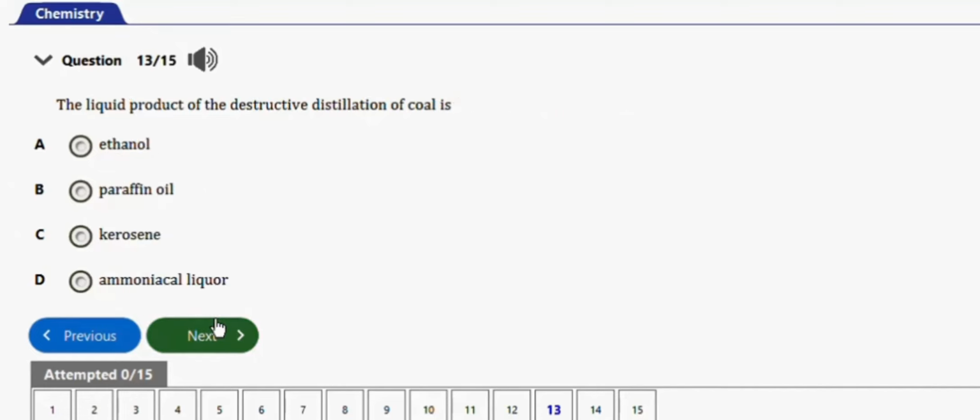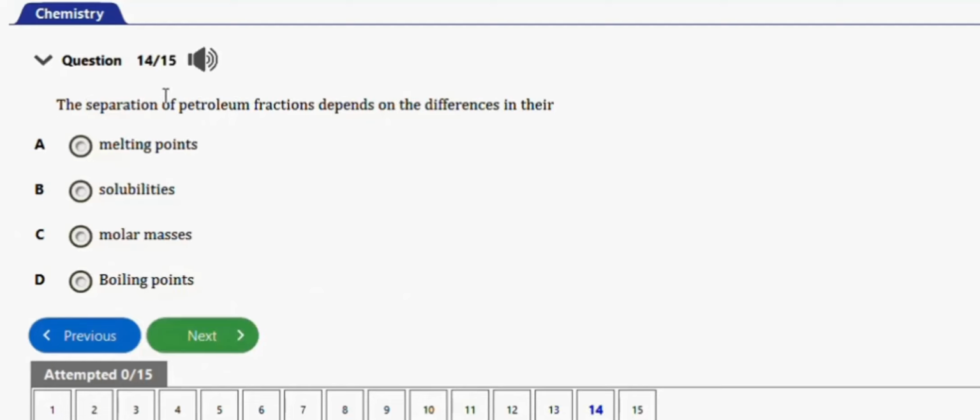This one says the liquid product of the destructive distillation of coal is ammoniacal liquor, option D. Take note of this question, guys. The next one is this one. It says the separation of petroleum fractions depends on the difference in the, I think I've already answered this question, boiling point, option D.